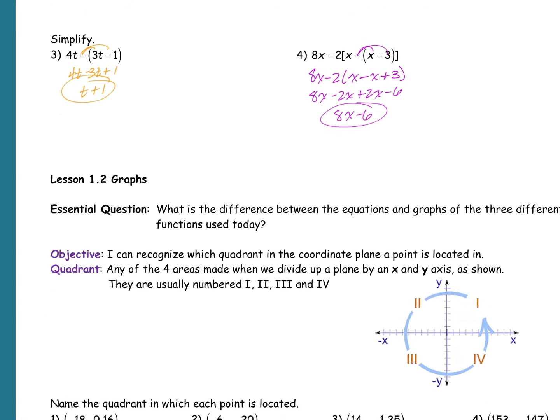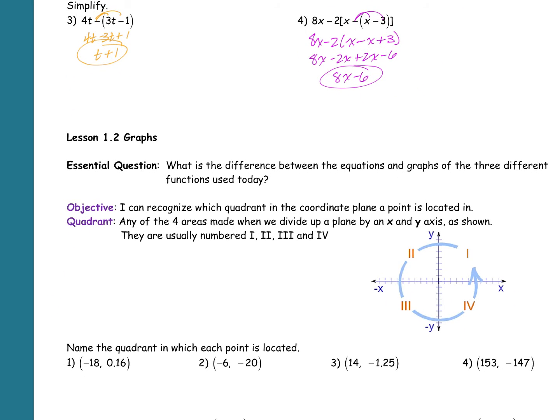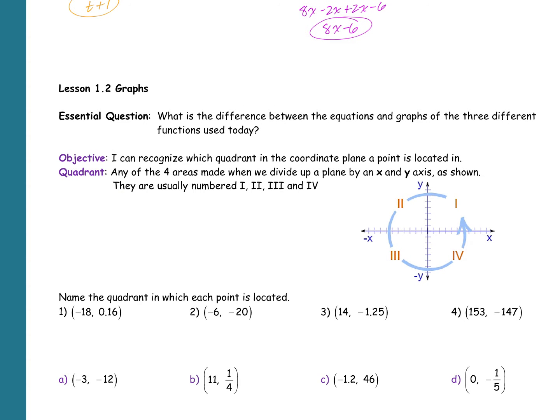So today we're going to talk about graphs. That's what we're talking about today. So our first vocabulary word is quadrant. It's any of the 4 areas made when we divide up a plane by the xy axis as shown. They're usually numbered 1, 2, 3, and 4. So in case you don't remember, the first quadrant is the one that's all positives, and then it goes counterclockwise. So 2, 3, and 4.